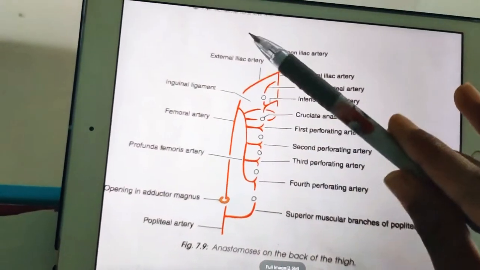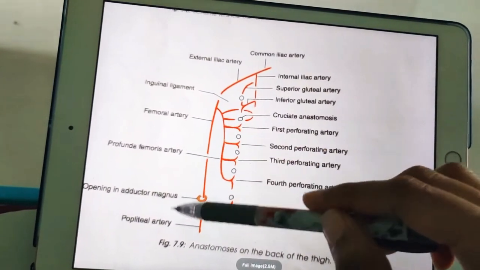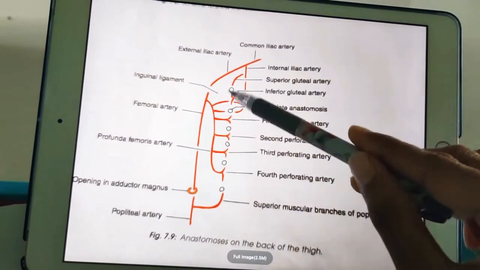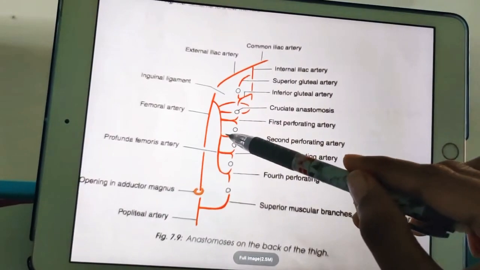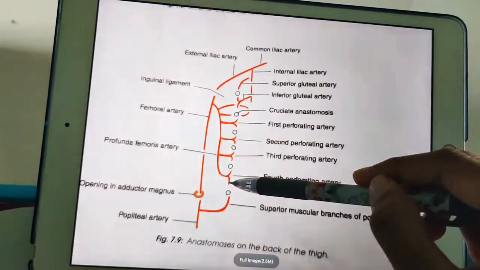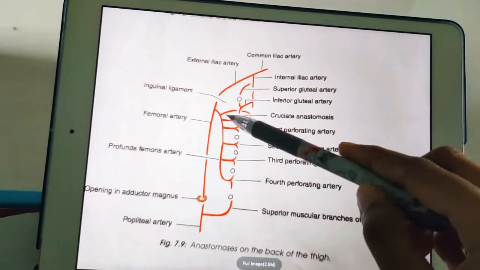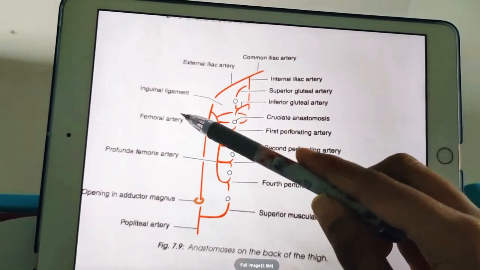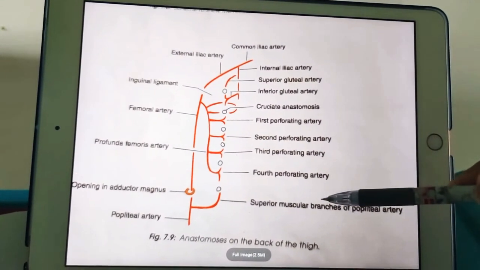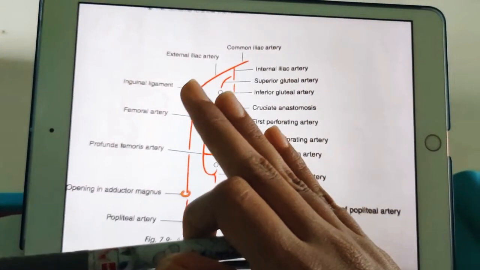So this is about the external iliac artery, and this external iliac artery especially has the femoral and popliteal artery. So this femoral artery will give the profunda femoris artery. So this profunda femoris artery will in turn give the 4 perforating branches, that is the first perforating, second perforating, third and fourth. And this femoral artery also gives the left circumflex femoral artery and also the right circumflex femoral artery. So these are the branches of femoral artery. And the popliteal artery also gives one branch, that is the superior muscular branch of popliteal artery. Okay, so now we have understood the branches on the external iliac artery side.